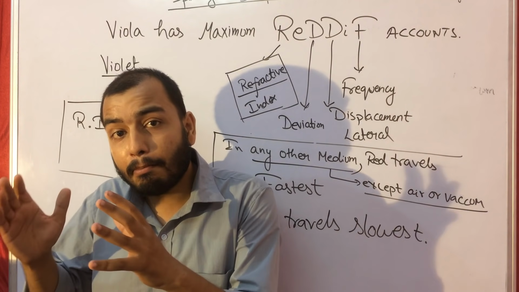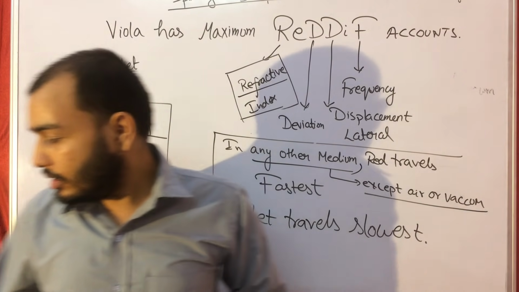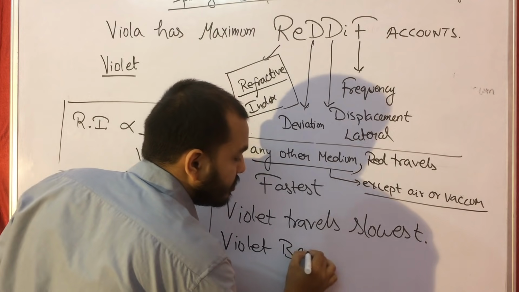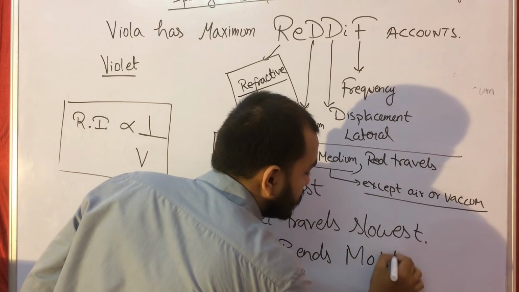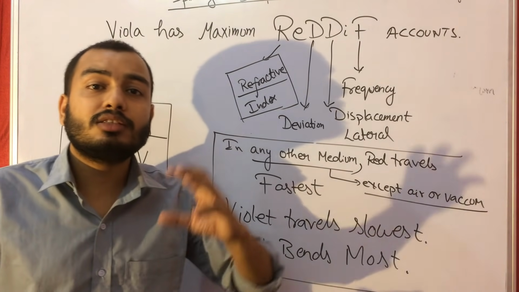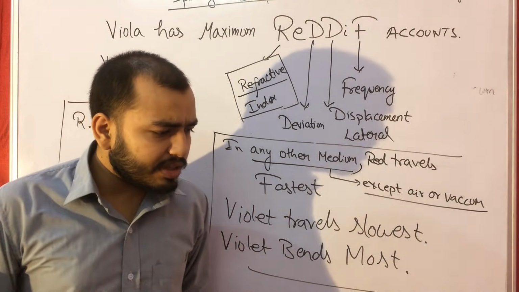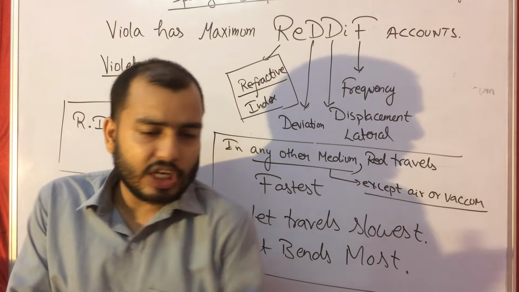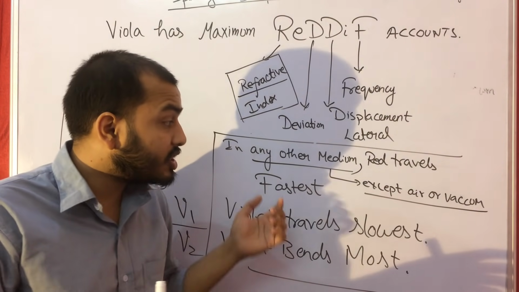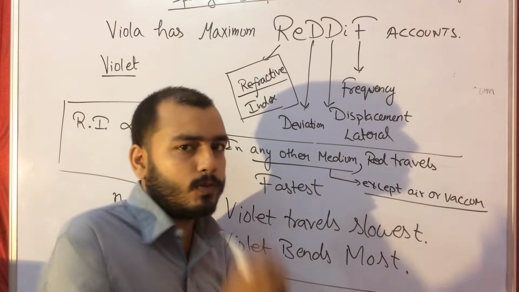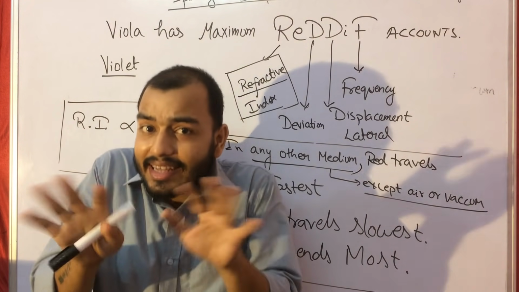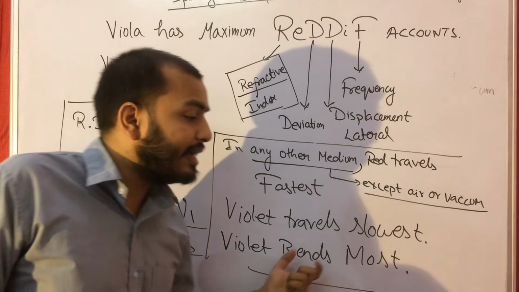So violet bends most. We get another line, that is violet bends most. Why does violet bend most? Because it travels slowest. When someone is traveling slowly in a medium, you can easily change his direction. You catch the violet light, drag it. But red is traveling fastest. You cannot change its direction. So red does not bend that much as violet bends.